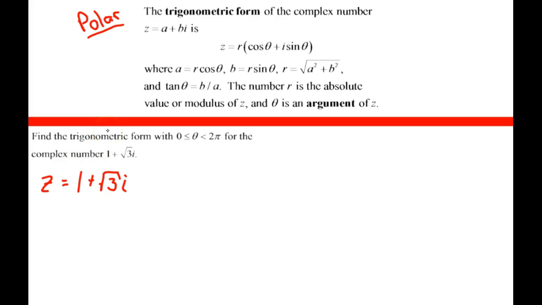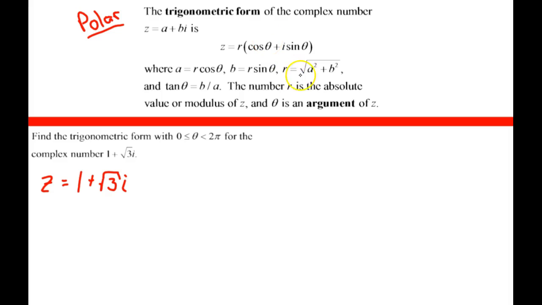Now to an example down below: find the trig form with theta between 0 and 2 pi for the complex number 1 plus radical 3i. So we have z equals 1 plus radical 3i. We know we're going to be in radian form when we go through this process because our angle theta is between 0 and 2 pi. Those are radian measures. So if we want to write this in trig form, two things we're going to have to find. First, we have to find the absolute value or the modulus, the value of r. And then we also have to find angle theta, which is referred to as the argument.